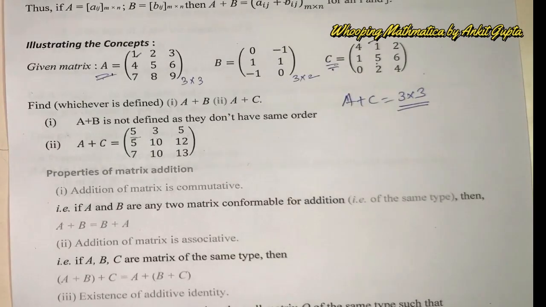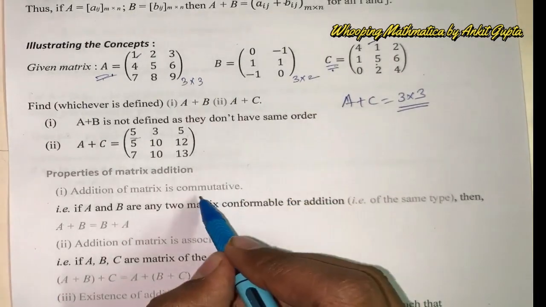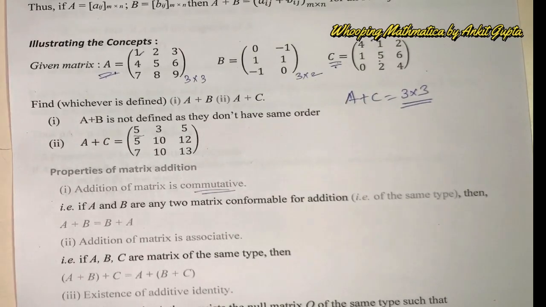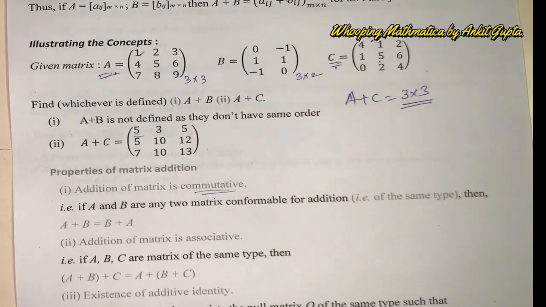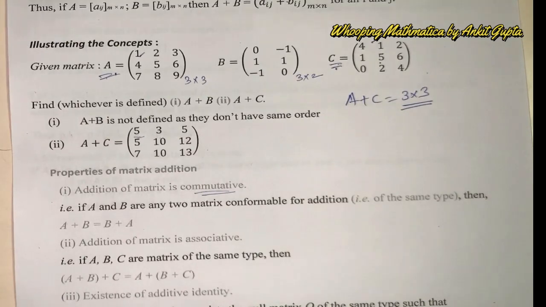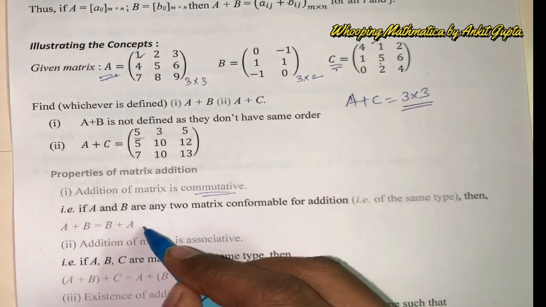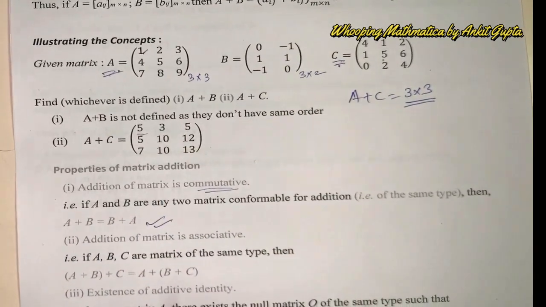After addition of matrices, we are going to discuss properties of matrix addition. The first property that comes into the picture is the commutative property. I hope you all know the word commutative. This is a very basic concept that we have discussed in previous classes also. If we go for normal addition, 1 plus 2 will give the same result as 2 plus 1. So here A plus B is equal to B plus A. This property is also true for matrices.